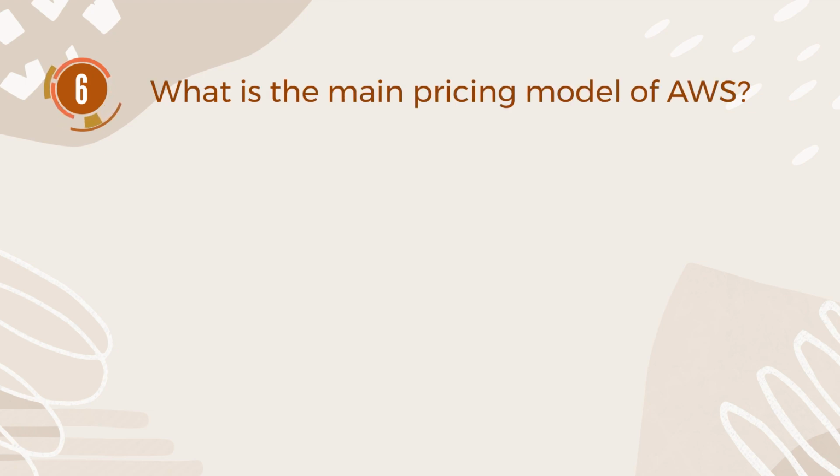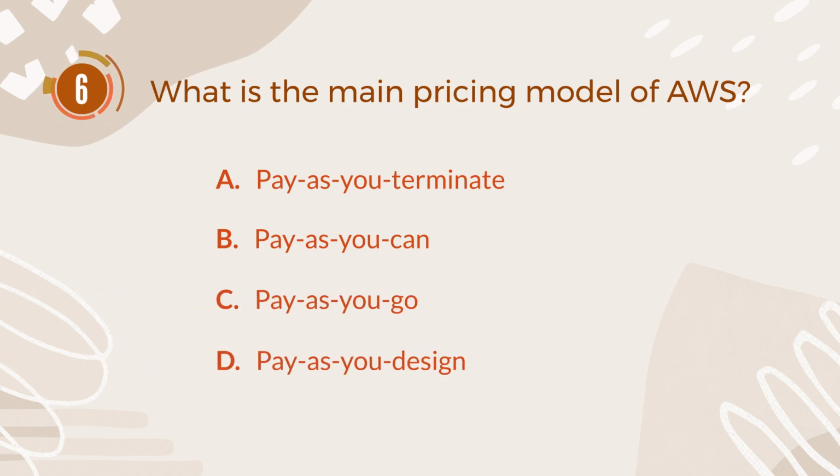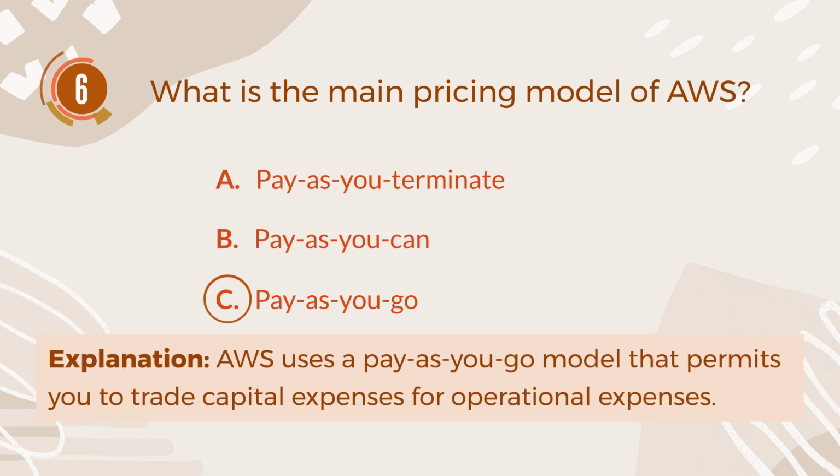Number 6. What is the main pricing model of AWS? A. Pay as you terminate. B. Pay as you can. C. Pay as you go. D. Pay as you design. The correct answer is C. Pay as you go. Explanation. AWS uses a pay-as-you-go model that permits you to trade capital expenses for operational expenses.